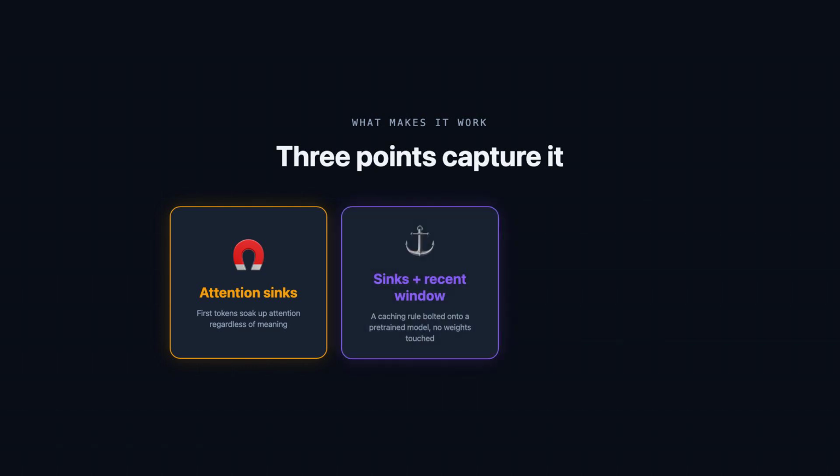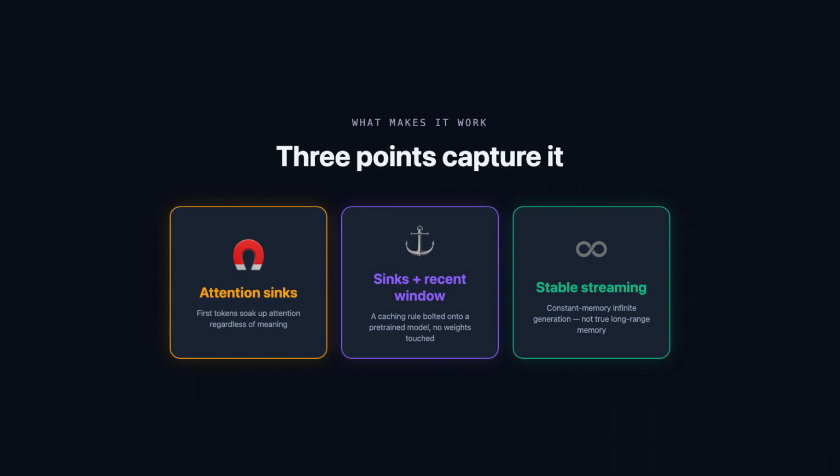The fix follows directly. Keep those sink tokens, keep a window of recent tokens, and throw away the middle. It's a caching rule, not a new architecture, so you can bolt it onto a pre-trained model without touching a single weight. But be precise about what you're getting. This gives stable, infinite streaming at constant memory. It does not extend the model's true context. It cannot recall the discarded middle, so it's the right tool for endless generation, not for long-range memory over a whole document.